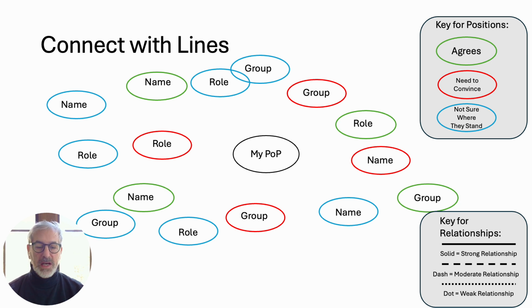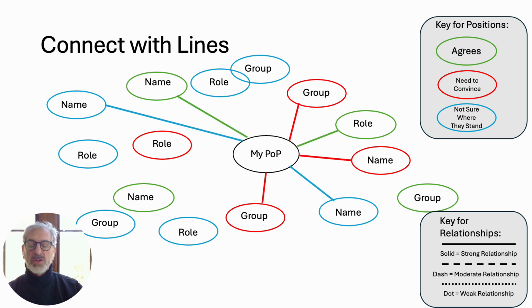So if it's a solid line, I as the organizer here, or you as your group who are filling out this power map, have a strong relationship to that person or that entity. A dashed line means we have a moderately strong relationship to them, and a dotted line is going to indicate the weakest connection. And so we're going to go through and make our lines.